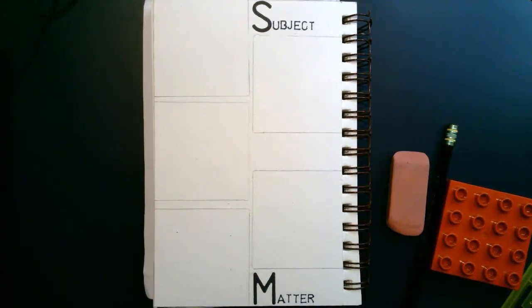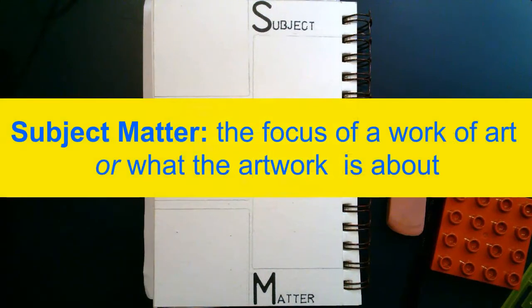So how the subject matter, the pattern, and the color all work together to create a mood or feeling within the painting. In order to document subject matter, you need to know what it is. Subject matter is essentially the focus or main idea of a work of art, or what the artist is choosing to represent in their artwork.